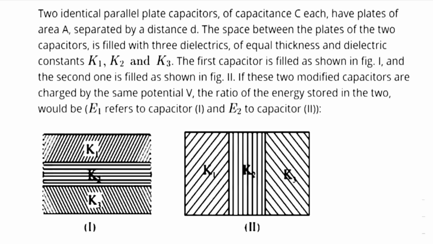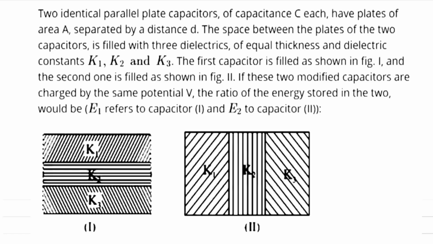Hello everyone. So the question is: two identical parallel plate capacitors, each of capacitance C, have plates of area A, separated by a distance d. The space between the plates of the two capacitors is filled with three dielectrics of equal thickness and dielectric constants K1, K2 and K3. The first capacitor is filled as shown in figure 1.